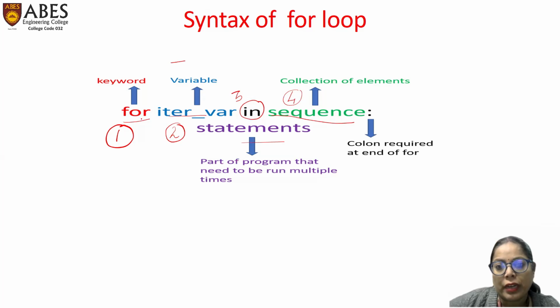So for, you will write as it is. In, you will write as it is. The iterative variable depends on you and on the program that you are writing here. The sequence also depends on what sequence you want to use, like you want to use a list or tuples, so that will be written in that way. And colon, so for, in and colon will be written as it is, whereas in case of the iterative variable or sequence it will depend on your program and what you are writing.